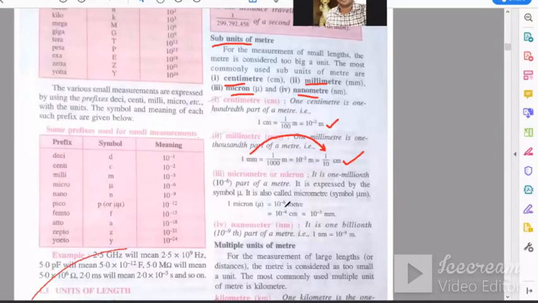Micro means 10 raised to power minus 6. So 1 micrometer means 10 raised to power minus 6 meter. Also we are telling 1 micrometer means 10 raised to power minus 3 millimeter. Okay. Then next one, nanometer. So nanometer means it is 10 raised to power minus 9 meter.